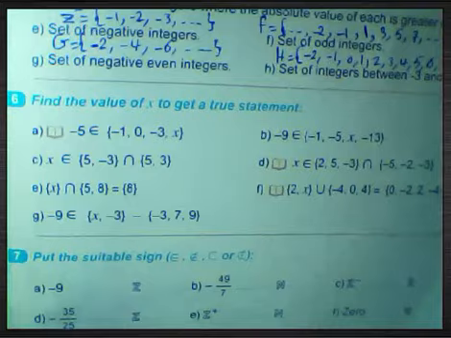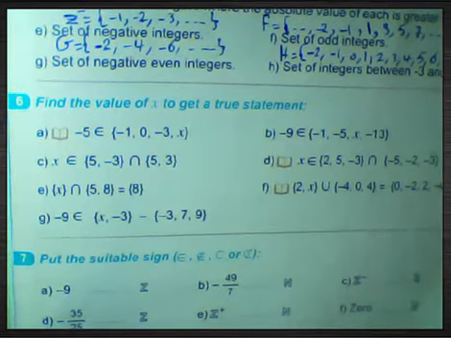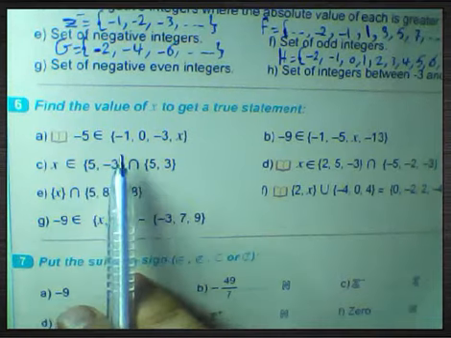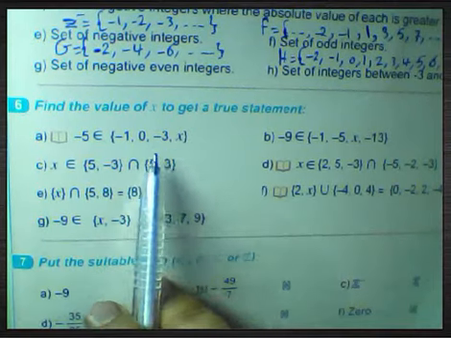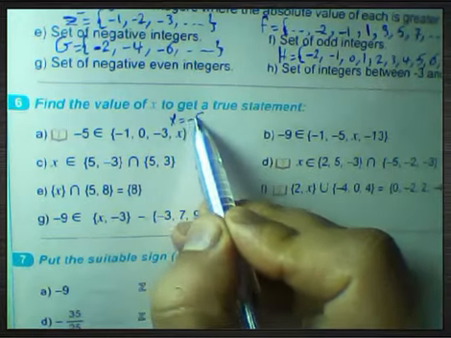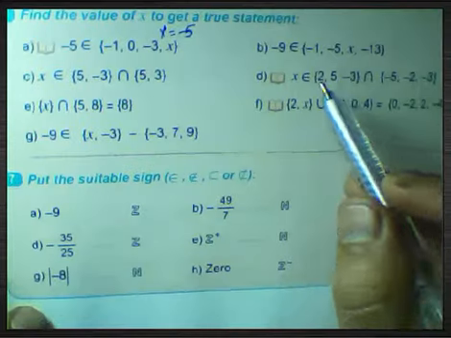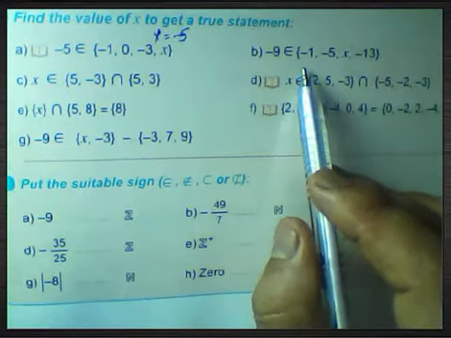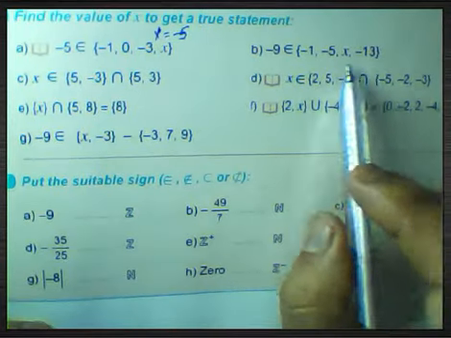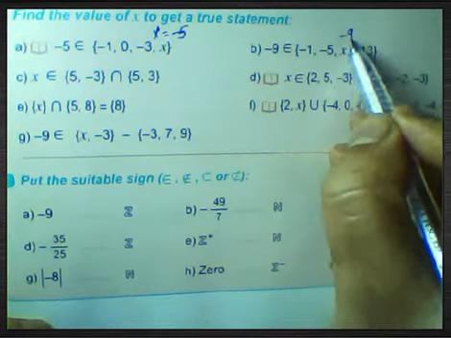Question number 6. Find the value of x to get a true statement. Letter A, -5 belonging to the set {-1, 0, -3x}. So x will be -5. And letter B, -9 belonging to the set {-1, -5x, -13}. So x will be -9. It's okay.